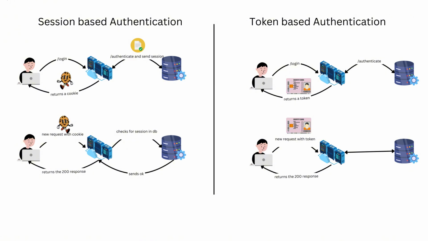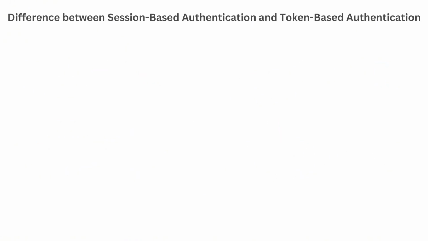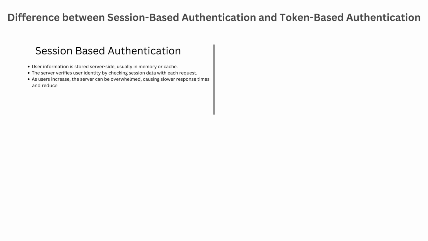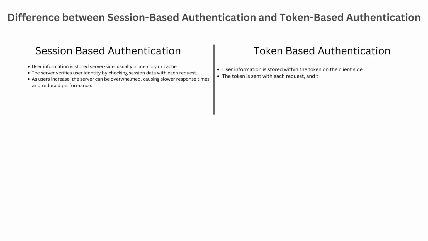So in session-based authentication, user information is stored on the server, often in memory or cache, which can become overwhelmed as more users log in. However, in token-based authentication, like JWT, all necessary user information is embedded within the token itself. This reduces the server's workload and speeds up the authentication process.